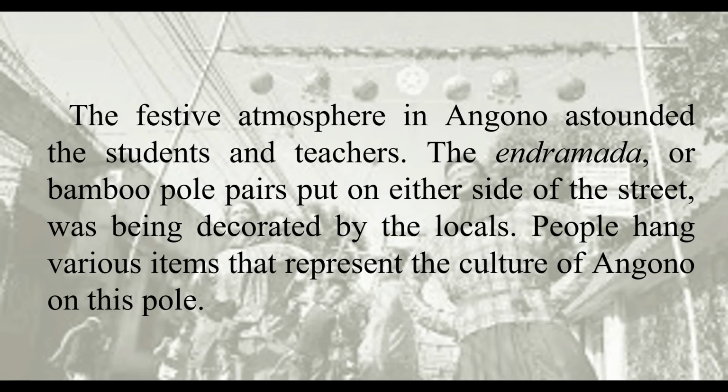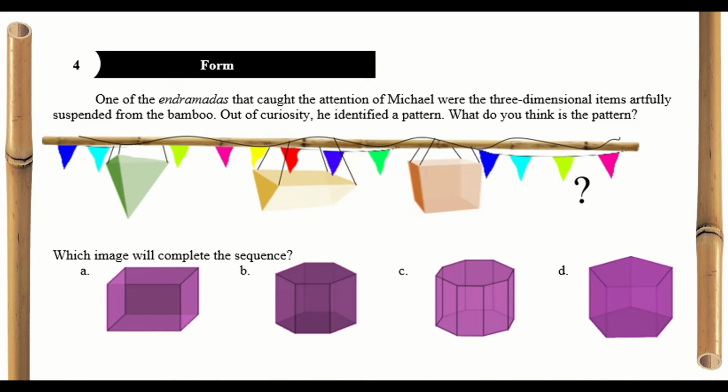The festive atmosphere in Angono outstood the students and teachers. The endamada, or bamboo pole pairs put on either side of the street, were being decorated by the locals. People hang various items that represent the culture of Angono on these poles. One of the endamadas that caught the attention of Michael had three-dimensional items artfully suspended from the bamboo. Out of curiosity, he identified a pattern. What do you think is the pattern? Which image will complete the sequence?